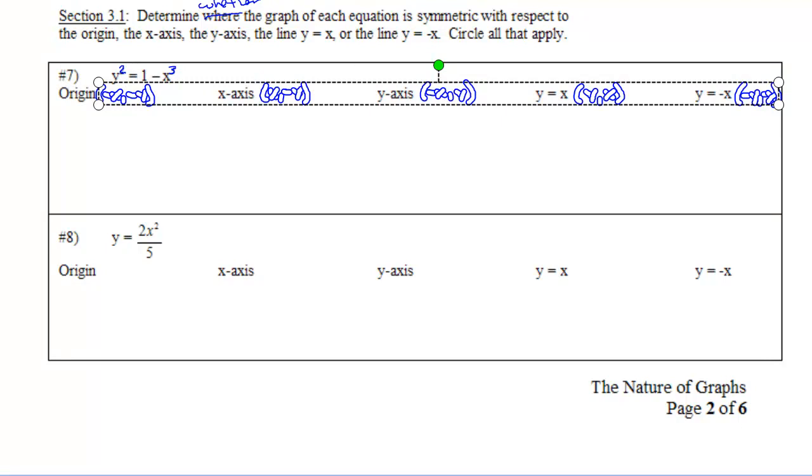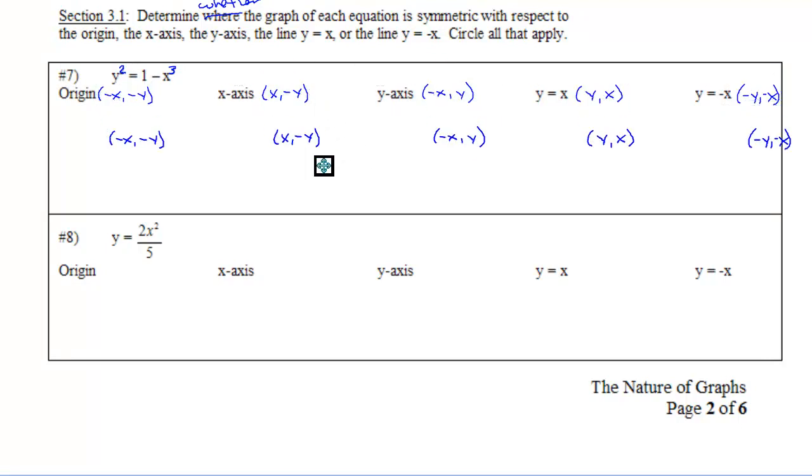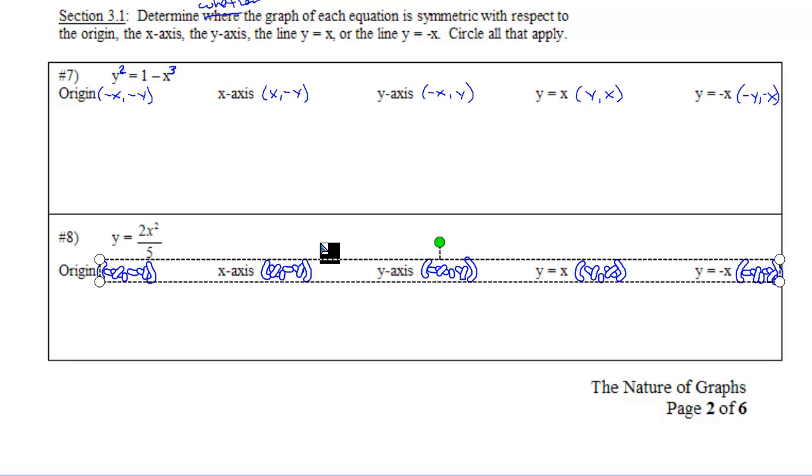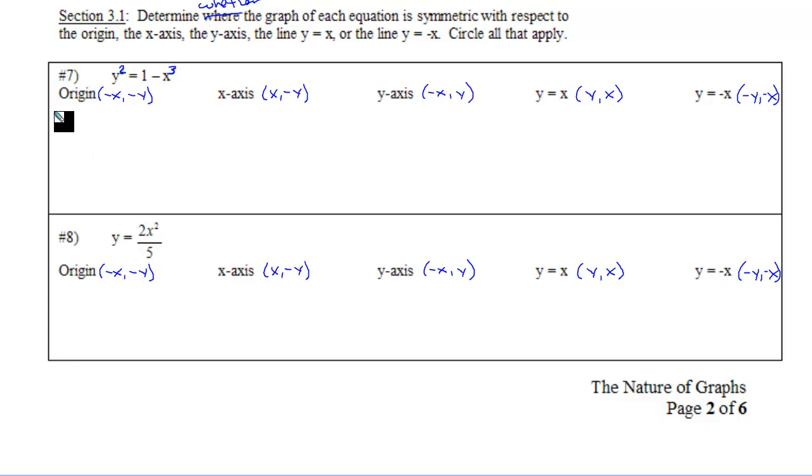Same is going to apply to this next problem, so I'm just going to copy this down here. So, for the origin, you're supposed to put a negative y in for y, negative x in for x. A negative y squared is y squared. A negative x cubed is x cubed negative. Subtracting a negative is like adding a positive. Is this the same as the original? No. It's not symmetric with respect to the origin.